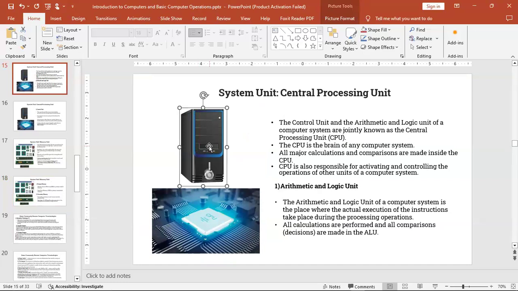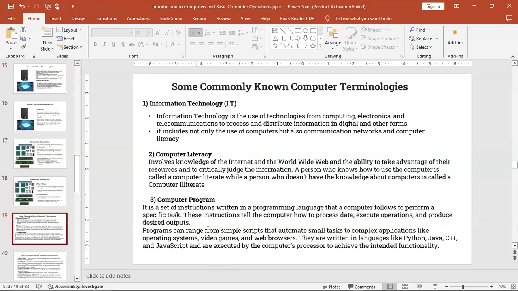I'm not speaking about the motherboard now; we'll talk about that later. The motherboard is another important physical component that consists of the CPU. So are we together? Yes. Yeah, we are.